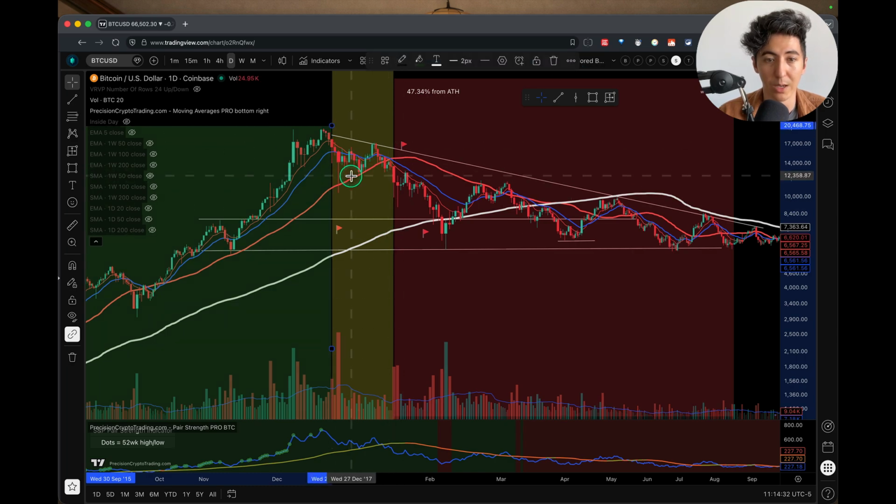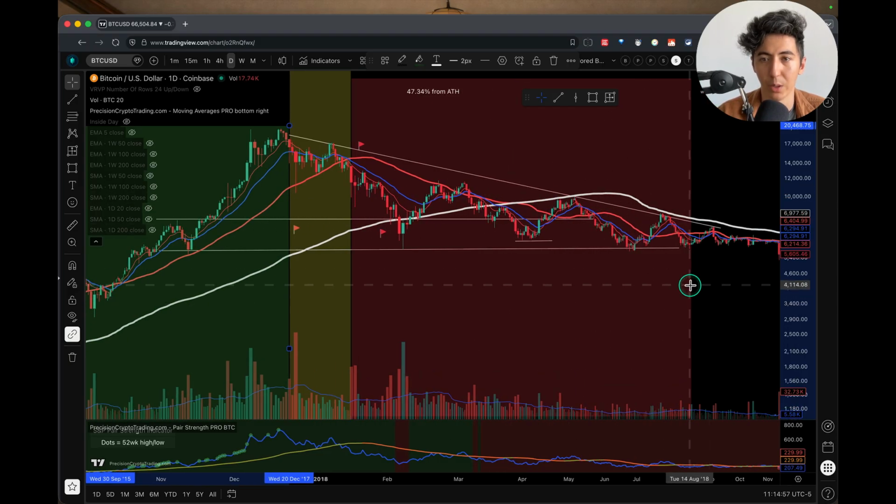This was the distribution that was happening. This was the key distribution day. It was unable to make new highs. It lost the 50-day with high volume, two high volume down days. The 20-day starts acting as resistance. Now the 50-day is acting as resistance, breaking below the 200-day. 50 days still acting as resistance. Everything's pointing down. This is a downtrend.